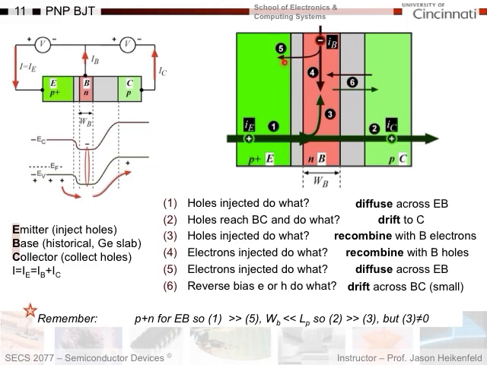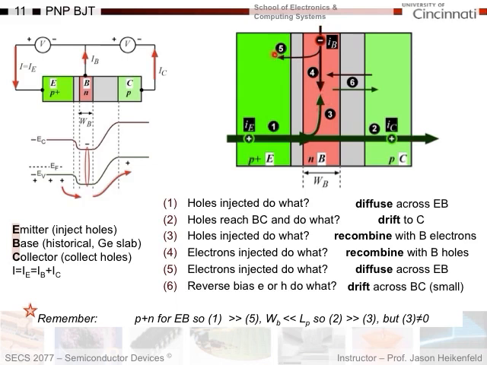Second thing, I want WB to be much less than LP. I want my base width to be much less than the diffusion length for holes in the base. Diffusion length, how far they go before they recombine. And as a result, current component number 2 will be much greater than current component number 3, meaning that most holes will get across, very few holes will recombine, and again, the goal is to get big current through the device for a small current of the base, which has to recombine with these.